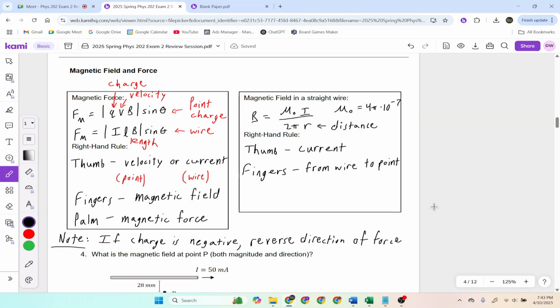This is the thing that confuses most students. Please practice this. It's not that bad. And then finally, our open palm is going to point towards the magnetic field, which is usually the answer.